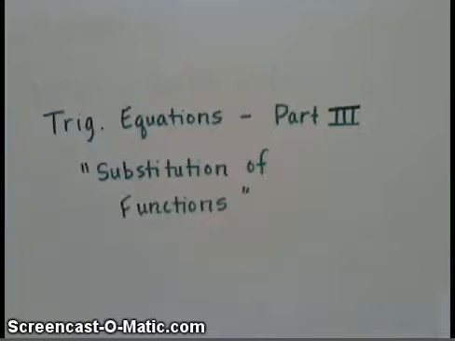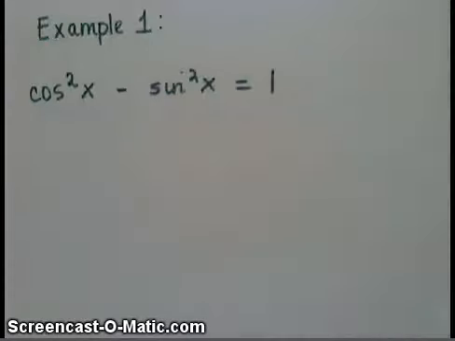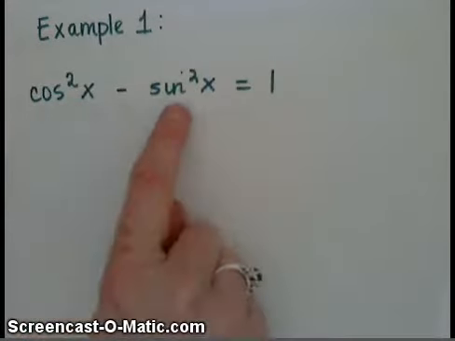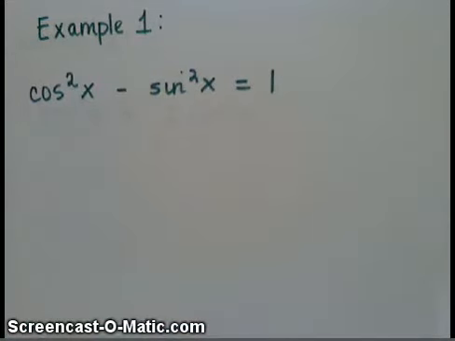This is part 3 of our trig equations discussion. This is called substitution of functions. The first thing you notice when you look at one of these equations is for the first time, in example 1 here, we have two different functions. We have a cosine square and a sine square. And everything before now, we've only had one.